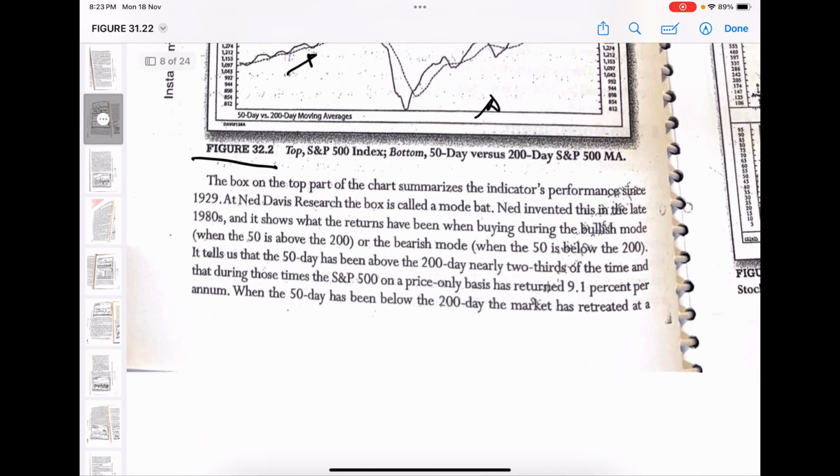All right. The box on the top part shows the indicator's performance. At NDR, the box is called a mode bat. Ned invented this in the late 1980s, and it shows what the returns have been when buying during the bullish mode or the bearish mode. It tells us that the 50-day has been above the 200-day nearly two-thirds of the time, and that during those times the S&P 500 on a price-only basis has returned 9.1% per annum.